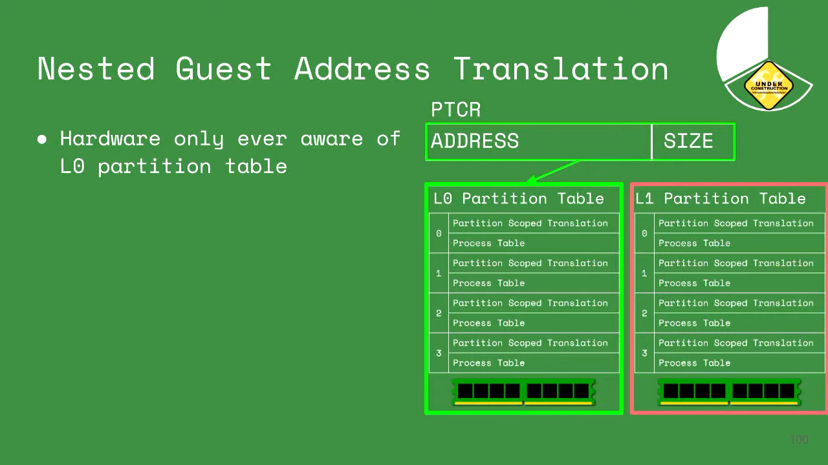So hardware is only ever made aware of the level 0 partition table. As far as it's concerned, the level 1 one doesn't exist. We do use it in KVM code to look at these translations, but hardware doesn't need to know about it.